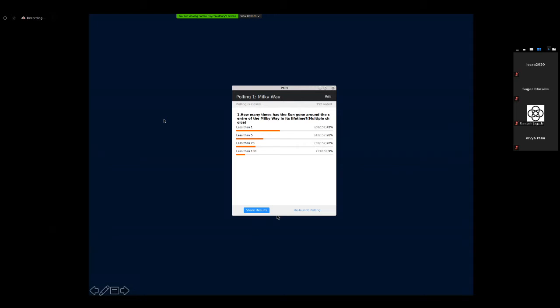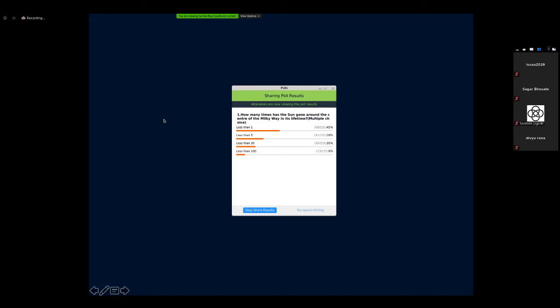In this poll, it's very interesting that the winner is less than 1 time around the center of the galaxy, and 45% believe that. We haven't really gone even once around the center of the galaxy. Less than 5, about 28%. 20 is 20%, and many people, almost 10%, believe that we've gone around almost 100 times.